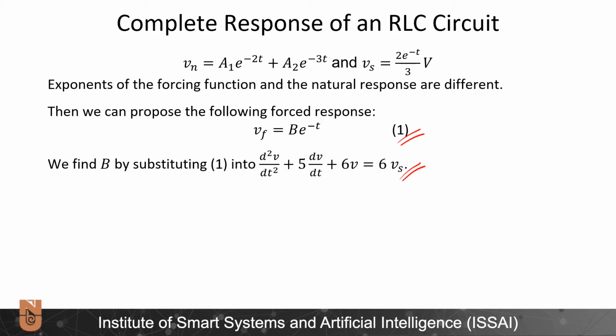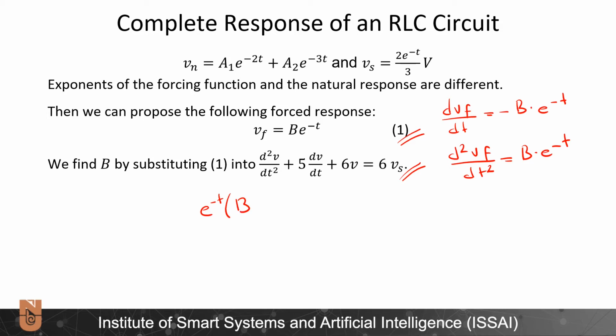We can find the coefficient b by substituting it into the general equation of my circuit. In order to do this, I will need to find the first derivative of the forced response which we propose, which is equal to minus b times e to the minus t. And the second derivative of it will accordingly be b times e to the minus t. I love exponential functions. Their derivatives are in the same form. Now let's plug this in.